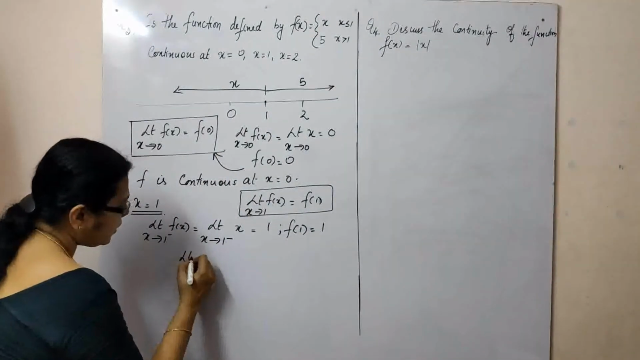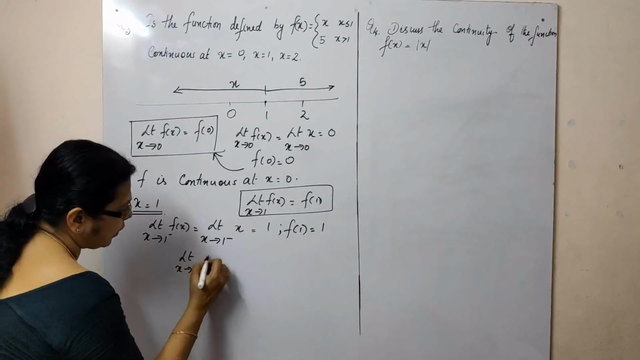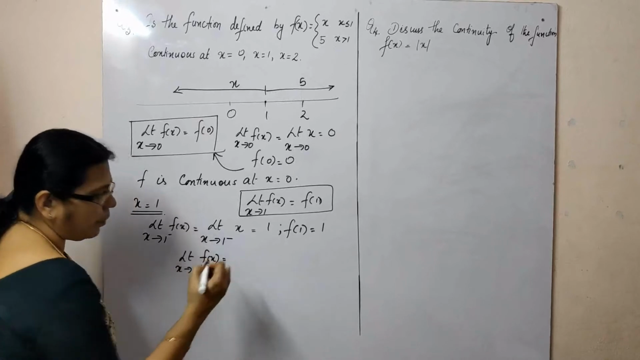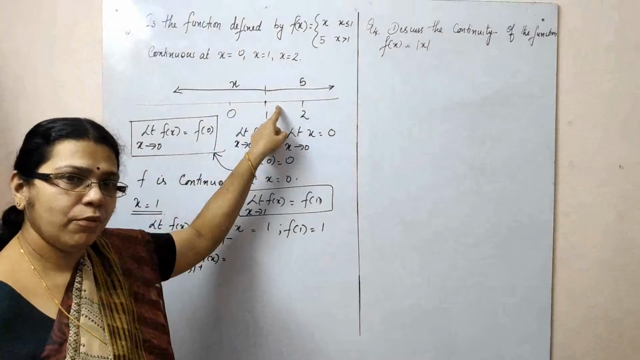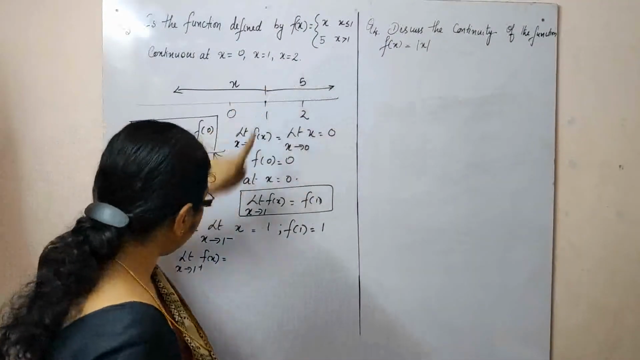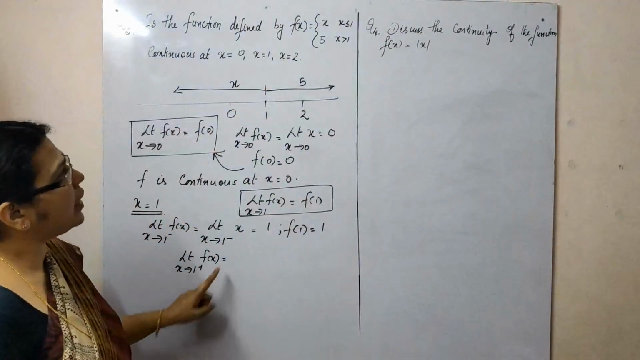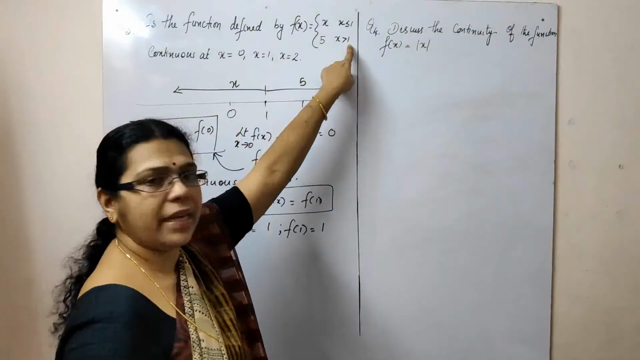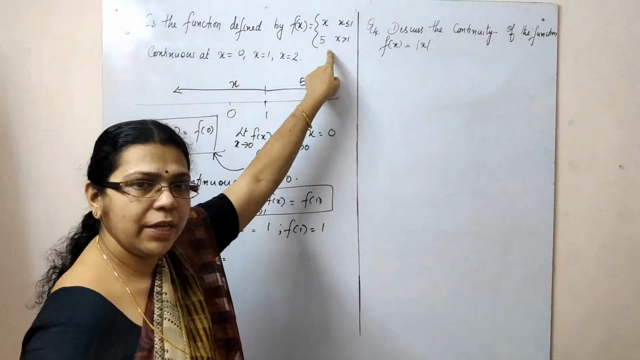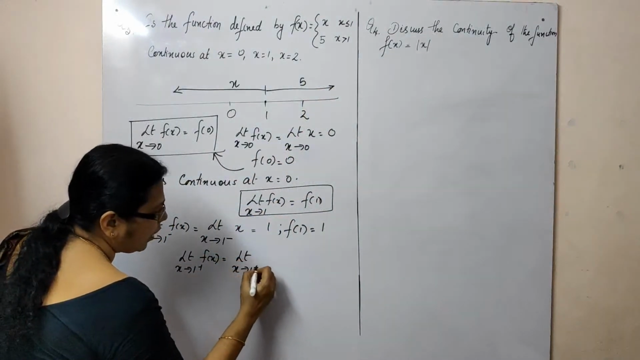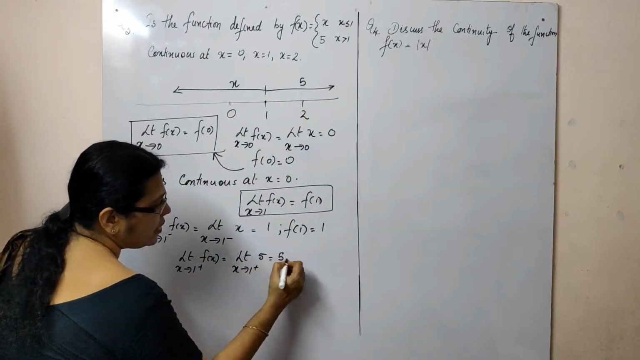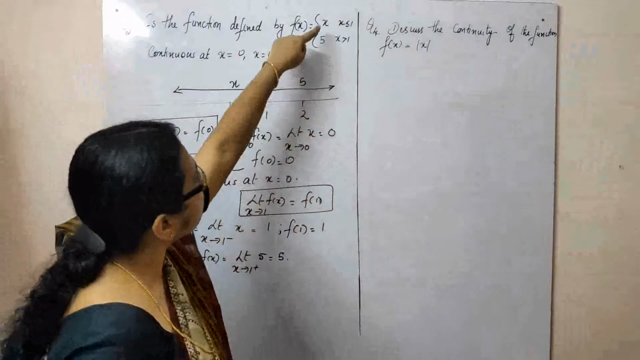Then the limit as x tends to 1 plus of f of x. 1 plus means what? On the right hand side of 1. That means the x value is greater than 1. What is the function's value? 5. So I will write the limit as x tends to 1 plus of 5, which is 5. Here x tends to 1.